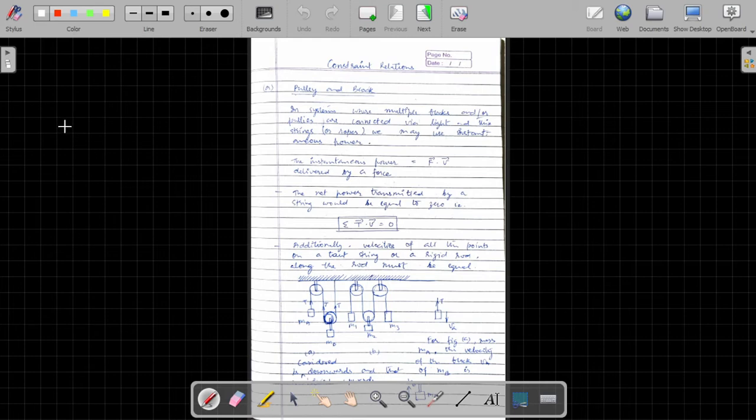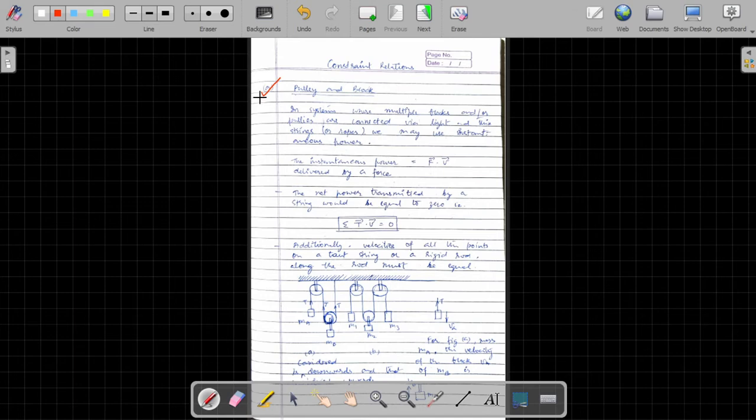So constraint relations consist of a pulley-block system constraint. It also consists of a wedge and a rod constraint, a single rod kept on a wall constraint, and a rod kept on a hemisphere constraint. So all these are constraints, and we'll be discussing them one by one.